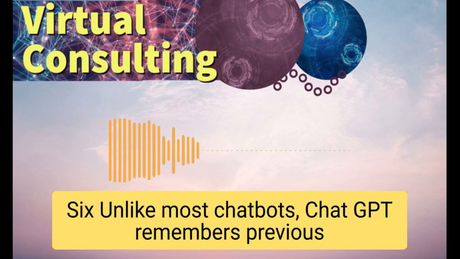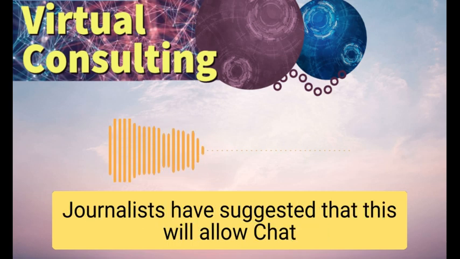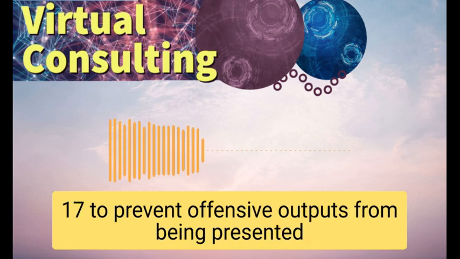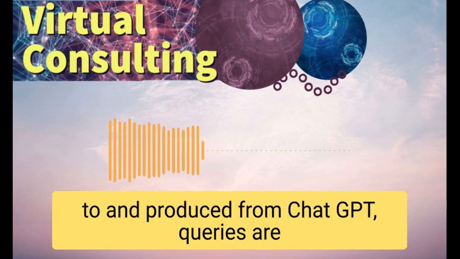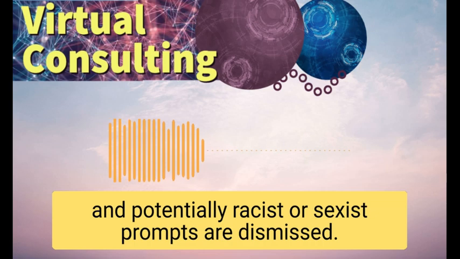Unlike most chatbots, ChatGPT remembers previous prompts given to it in the same conversation. Journalists have suggested that this will allow ChatGPT to be used as a personalized therapist. To prevent offensive outputs from being presented to and produced from ChatGPT, queries are filtered through OpenAI's company-wide moderation API, and potentially racist or sexist prompts are dismissed.